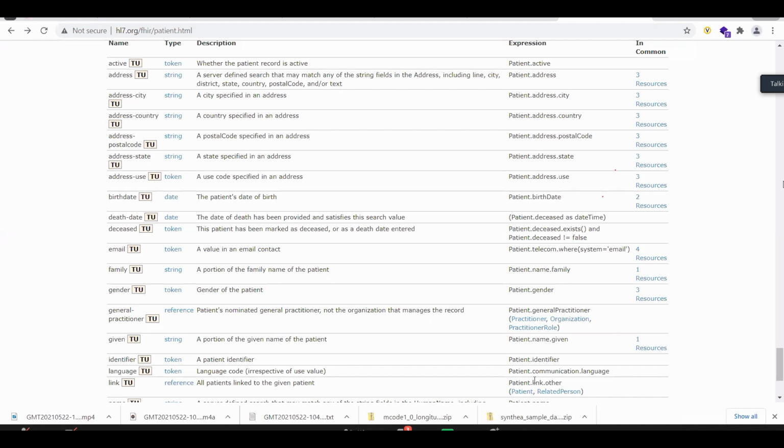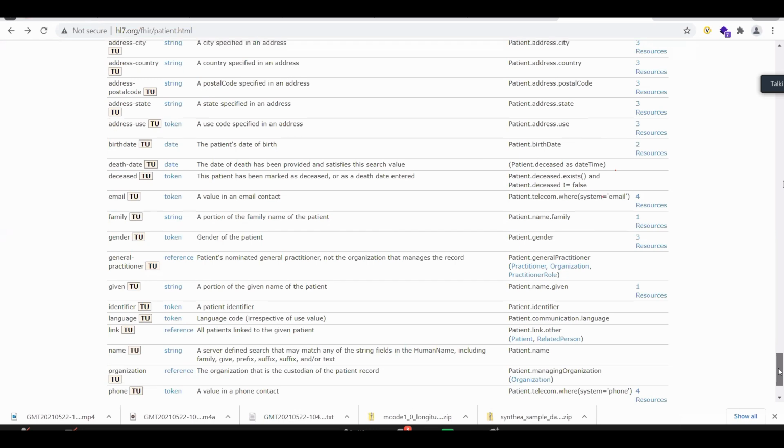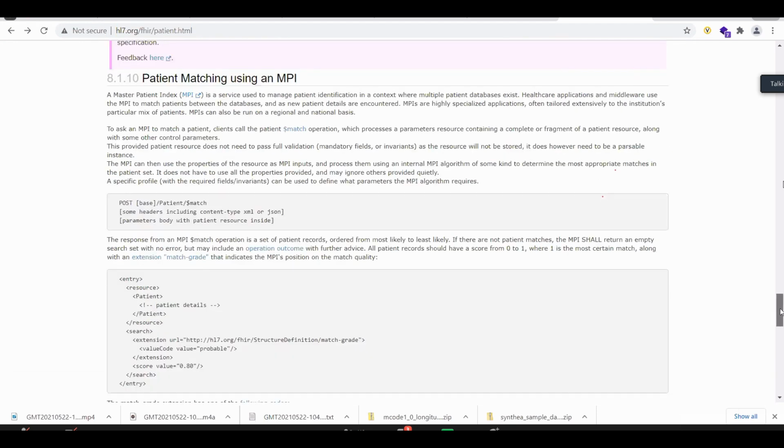Now, your question would be, what if a search parameter that I need or I want is not listed in the standard? What would you do in that case? That's a question for you to think about, and we will answer it towards the end of the session.